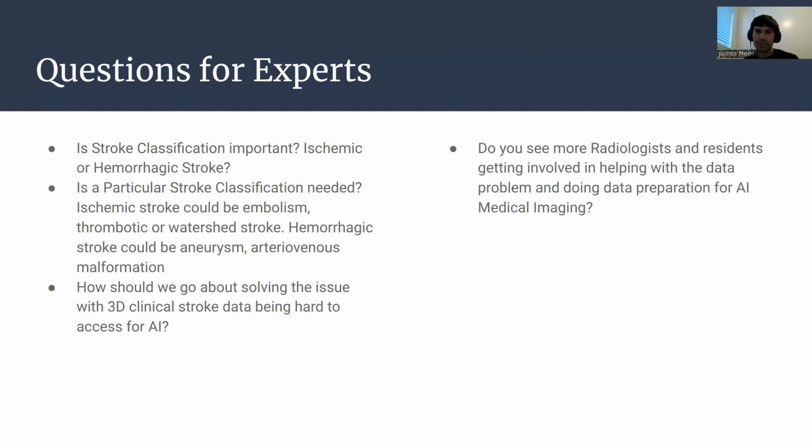And then the final question is, do you see more radiologists and medical resident students getting involved in helping with these data problems, data preparation, potentially the AI algorithm development for medical imaging?